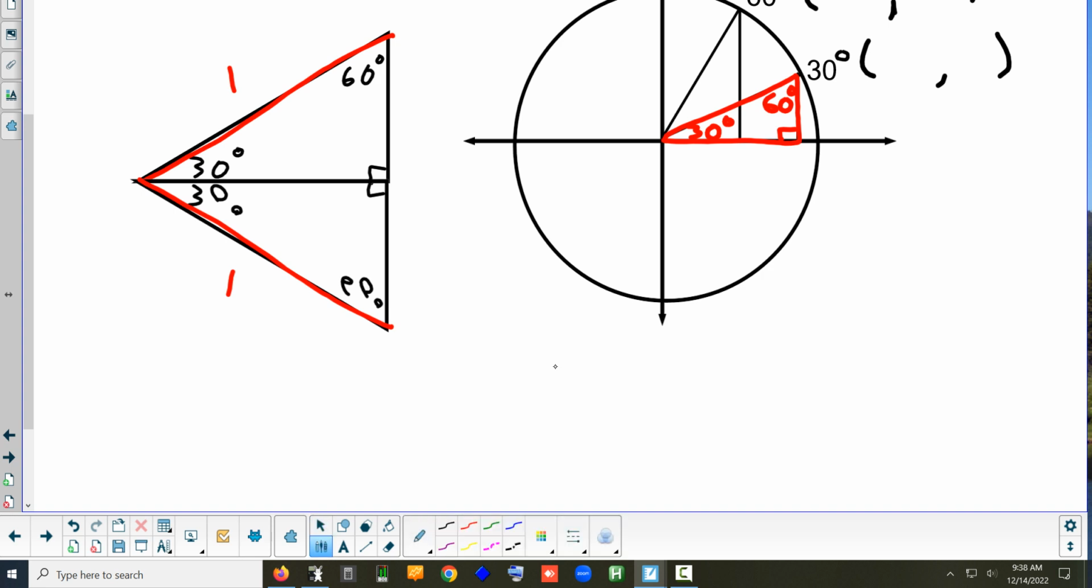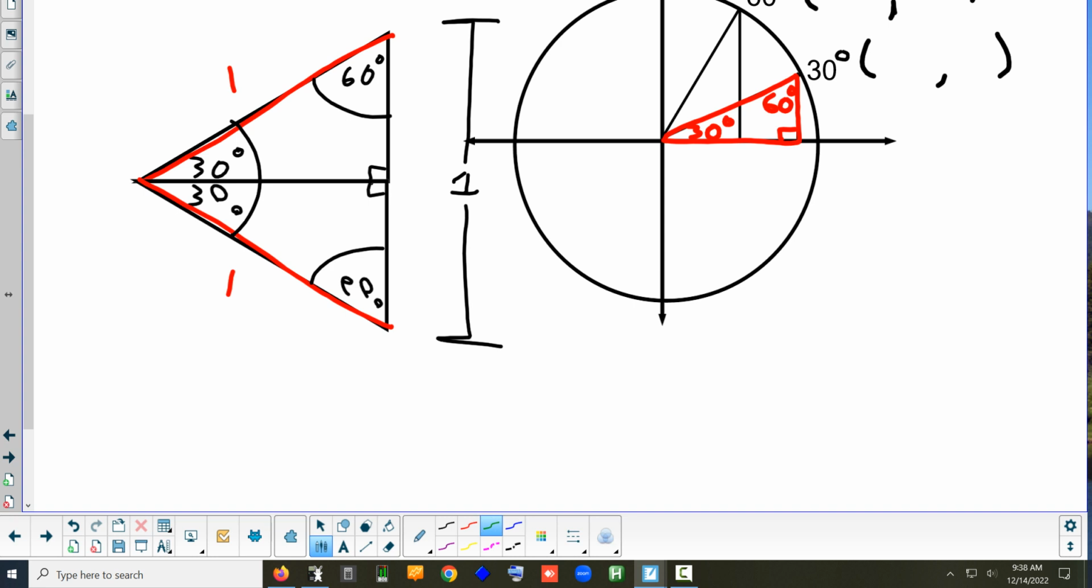Yeah. That's an equilateral triangle. 60, 30 and 30. 60 and 60. And what do we know about an equilateral triangle? Yeah? All the sides are the same length. So this red side is 1. This red side is 1. But the most important thing is this side is 1.